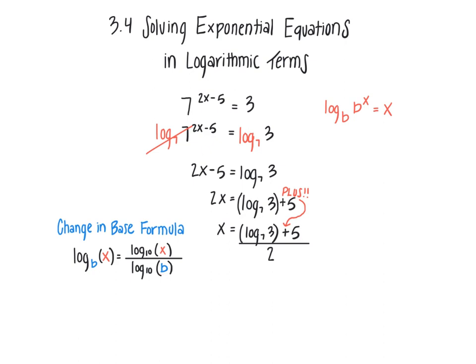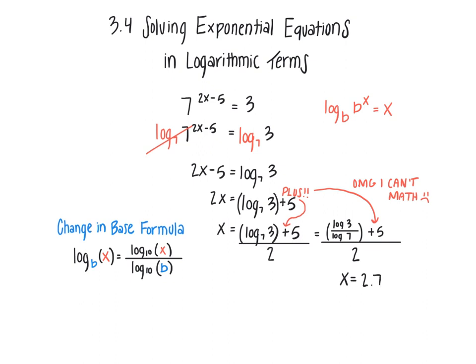So to finish solving the original problem that we were working with, I'm going to rewrite this using change of base. This actually equals log of 3 over log of 7, and both of these are now base 10, so I can just plug them into the calculator, plus 5, divided by 2. Once I plug this into the calculator, x equals 2.78 rounded to the second decimal place.